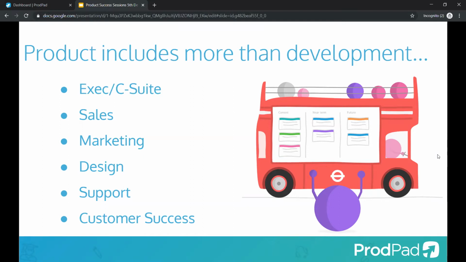Marketing is essential. You could be building as many new features or improvements to your product as you want, but without having some sort of marketing involvement, how are you going to tell that story? How are you going to get that news out there? Similarly with design, integral to creating good user experiences, so they need to be involved in the product process along the way. And then you have support and customer success, who are interacting with your customers and your end users on a daily basis.